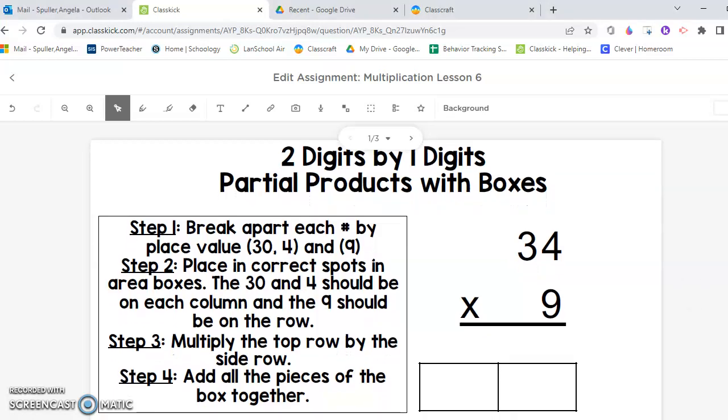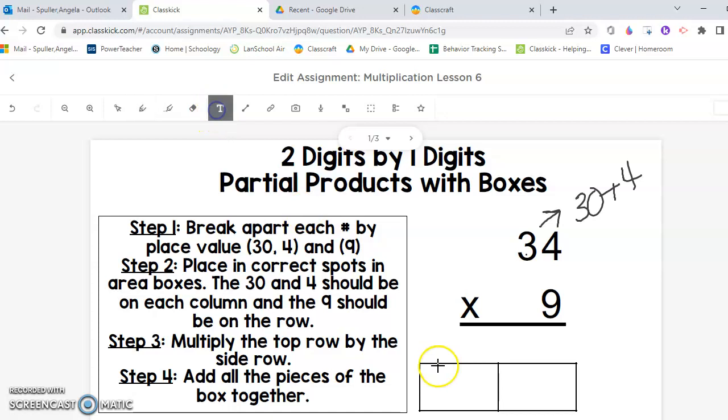So our step one is to take 34 and we're going to break it into its values. So it says 30 and 4. So we're going to say 30 because the 3 is in the tens place, so it's worth 30 plus 4. So remember, we're just taking it in the expanded form. All right, now step 2 is to place the correct spots in each of the area boxes.